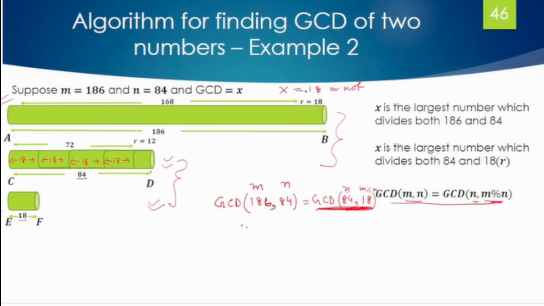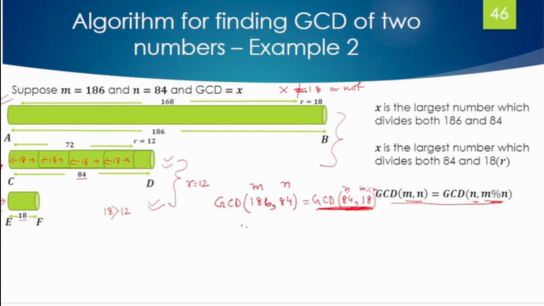So the remaining 12 units of the length we cannot cover because the shorter length EF has length 18, which is higher than 12. So here as well I am getting R equals 12. That means there is a non-zero remainder. So x cannot be 18 anymore. Now by the same argument we can say that if x divides EF and CD both, then x will also divide the remainder when we divide CD by EF.